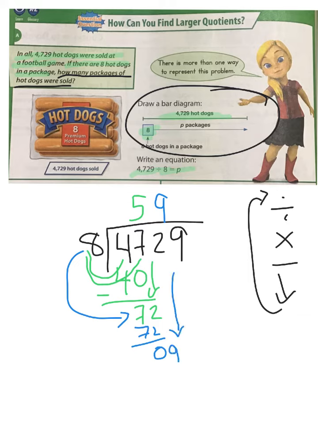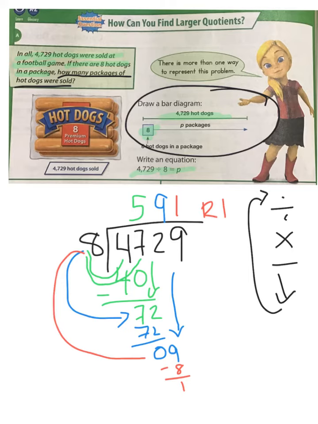Now we want to ask ourselves, how many times does 8 go into 9? Well, 8 goes into 9 once. 8 times 1 is 8. We're going to subtract, and we're going to have a remainder of 1. This means we sold 591 packages of hot dogs, and then we sold 1 hot dog in an extra pack.